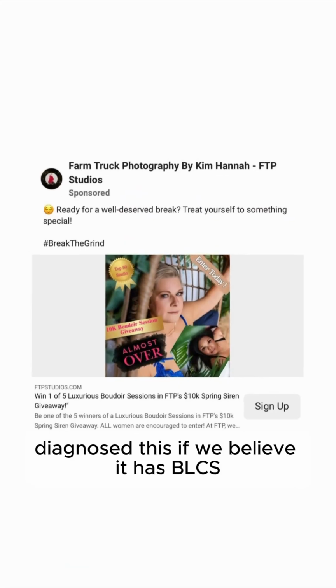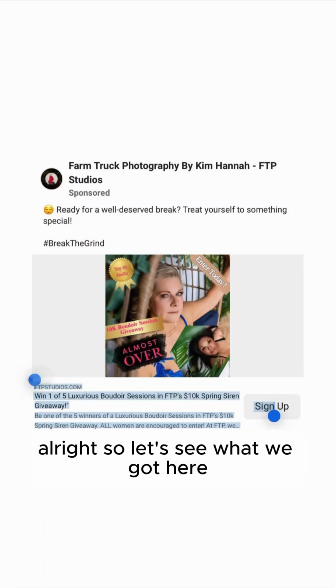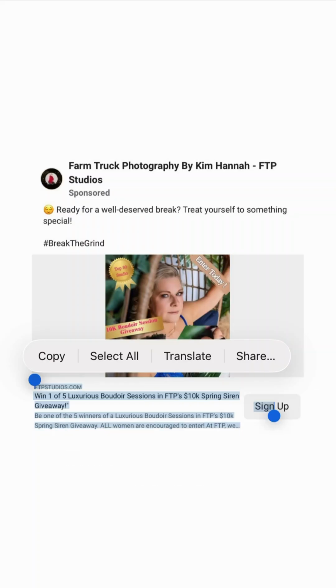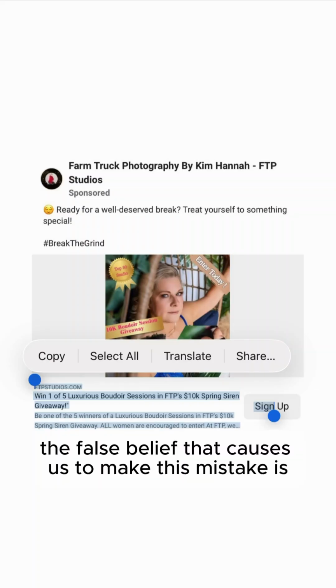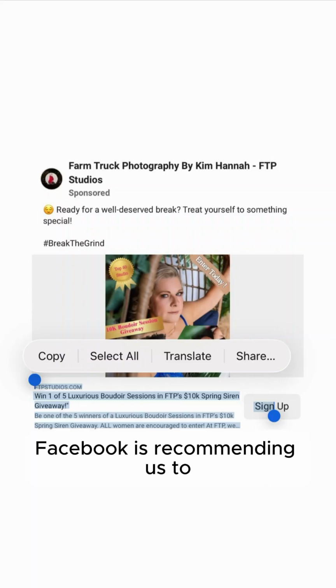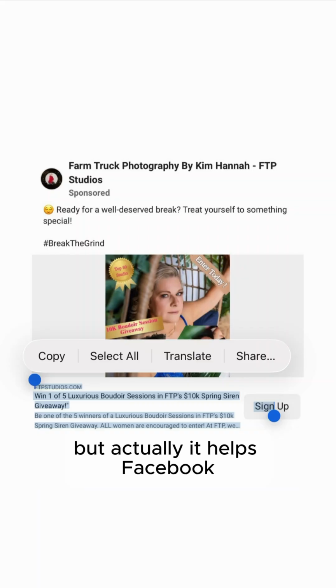So we're going to diagnose this: do we believe it has BLCS, boudoir low click syndrome, yes or no? All right, so let's see what we got here. Here I'm seeing the below creative cluster mistake. The false belief that caused us to make this mistake is that we're following what Facebook is recommending us to fill out when we create our ad. We believe it helps us, but actually it helps Facebook.